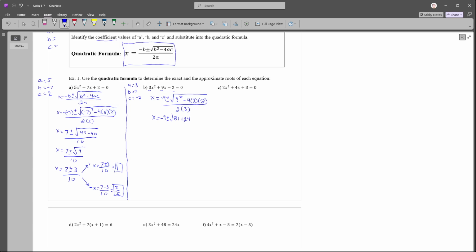Right? And finish off our square root. Now 2 times 3 is just 6. Let's clean it up a little bit further. X is equal to negative 9 plus or minus the square root of 81 plus 24. That's the square root of 105, and I can tell you right now that that is not a nice number.